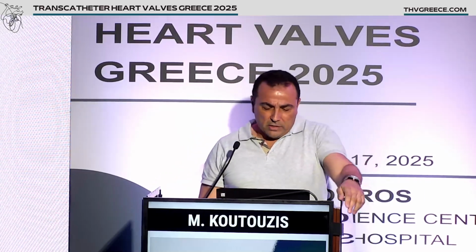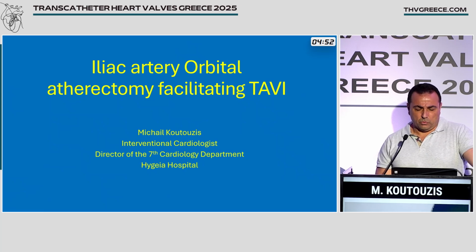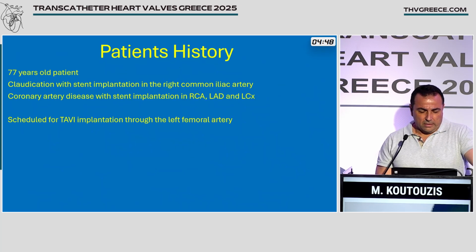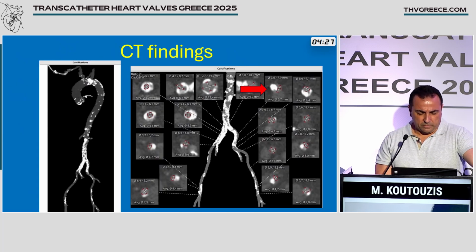I will show you a case of a TAVI implantation patient in whom we did orbital atherectomy in order to facilitate TAVI. It was a 77-year-old patient with claudication, who had a stent implanted in the right common iliac artery. He also had coronary artery disease with stent implantation in all coronary arteries. And we scheduled him for TAVI implantation through the left femoral artery.